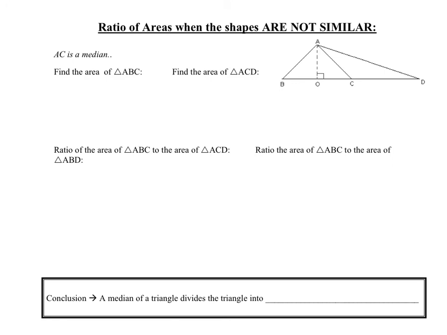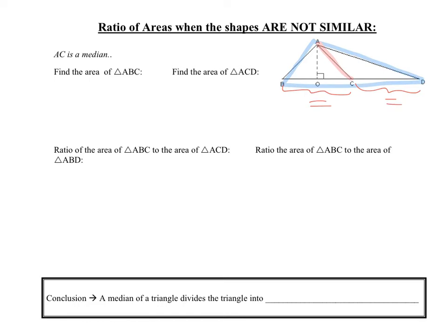Okay, before we move on to three-dimensional figures, we're going to take a look at some ratio of areas when the shapes are not similar. So look at this particular triangle, ABC. So looking at the outside first. And I've drawn in a median. So AC right here, this is a median. That tells us that this length of CD is equal to this length of BC, right? Those are equal because AC is a median. That's what a median is.